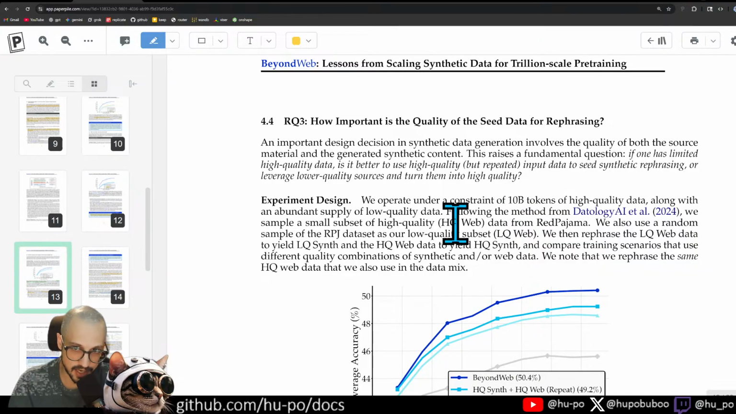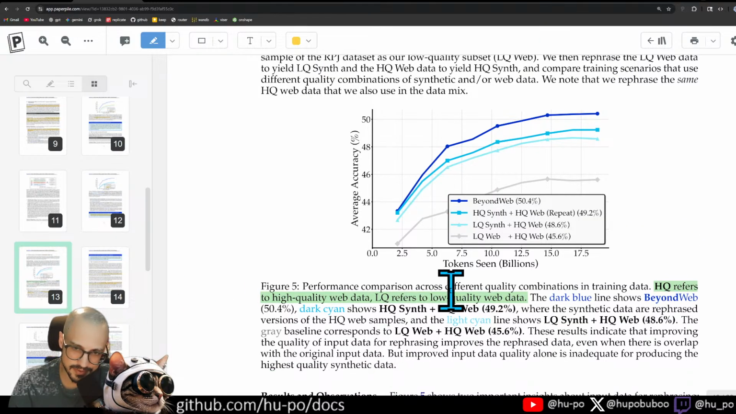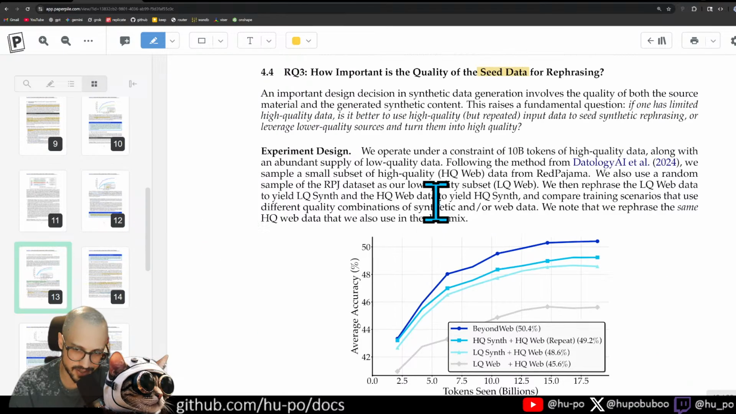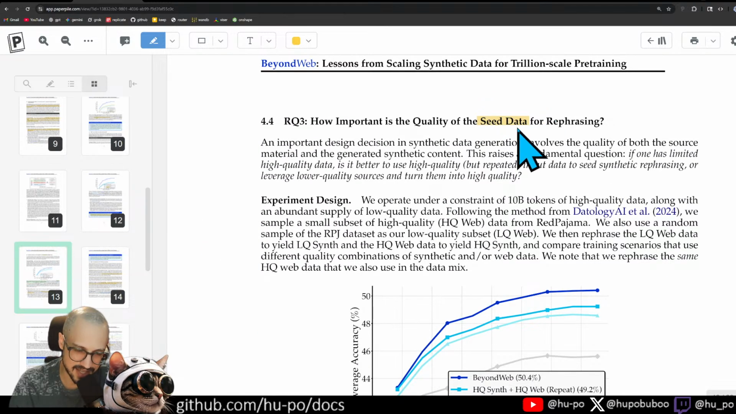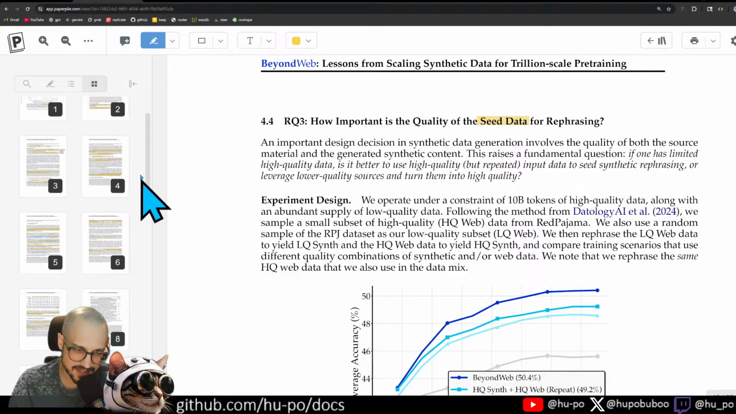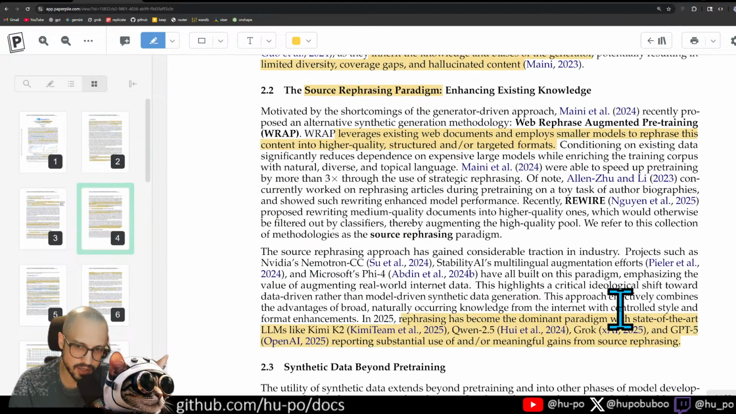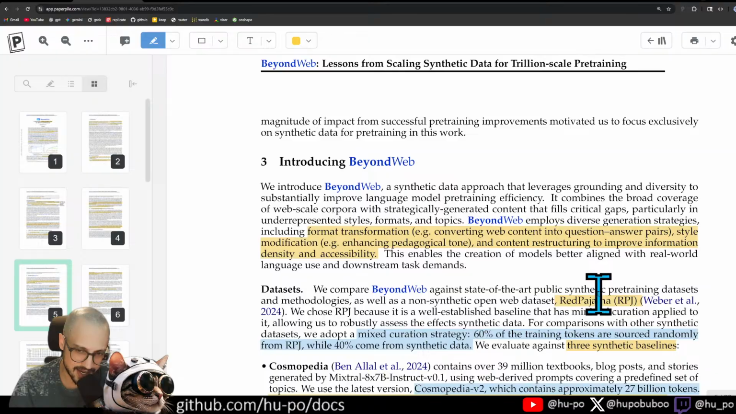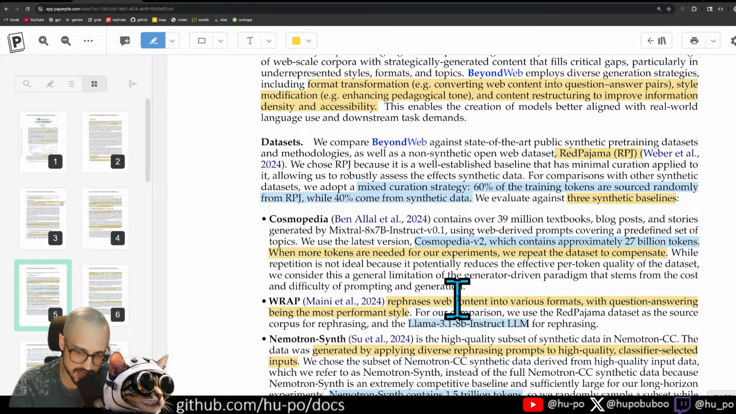Here's another experiment. How important is the quality of the seed data? The seed data here refers to the actual data that you scraped, and then you're rephrasing that original seed data, right? So there's still a fundamental limitation here. And the limitation that they're leaning into with this seed data is, as they mentioned before, the quality of the data needs to be high and the diversity of the data needs to be high.